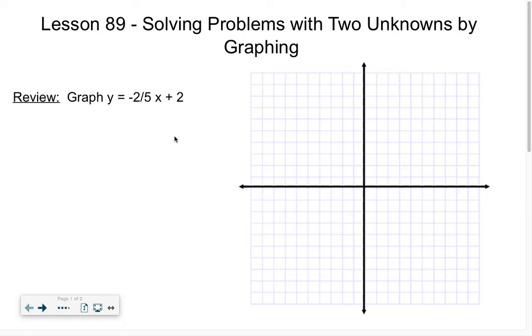We're going to be given two equations. Both of them are going to be linear, and we need to know how we go about graphing them. And then the last step is going to be to identify their intersection. So let's start with a little review.